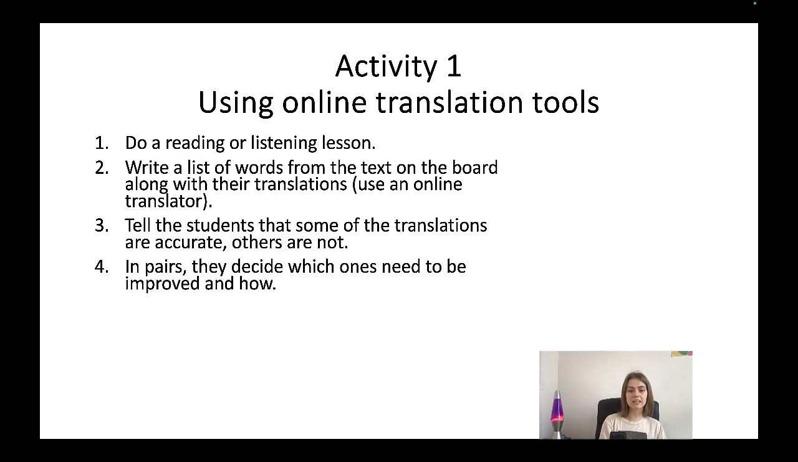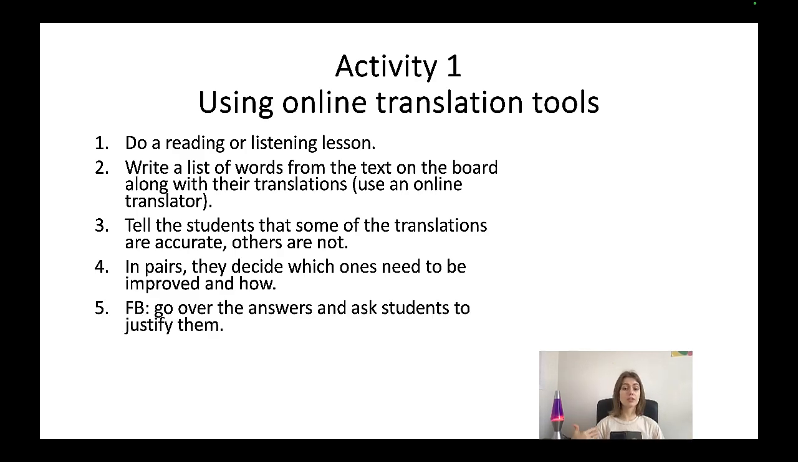With their partners, they need to decide which of the words were not quite accurate and how those could be improved, and suggest their better version for that. For feedback, you go over the answers and you ask the students to justify those answers. So why do they think that their translation was a better option? Why did they decide on that specific way of translating it and not anything else?